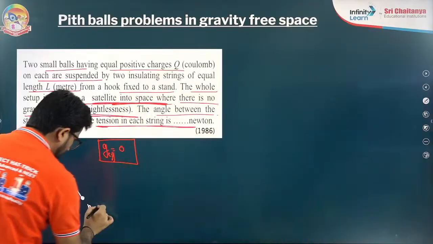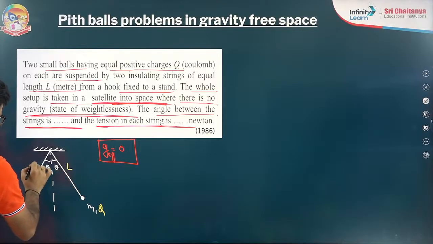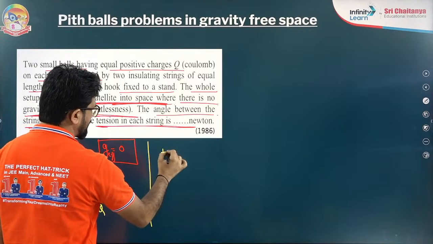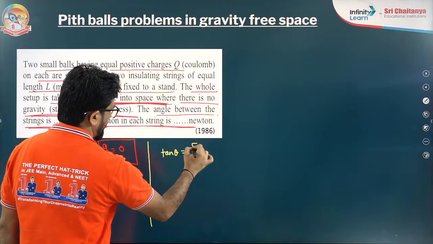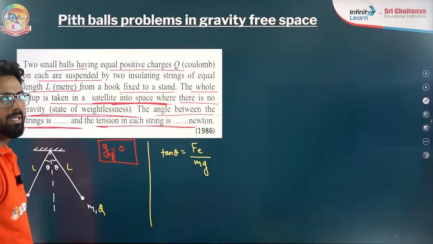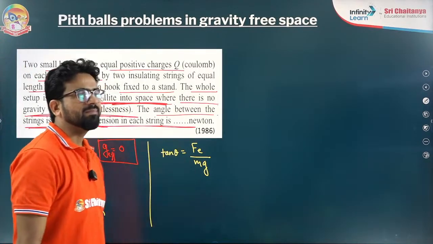This is a capital Q. It is also capital Q, and this length is capital L. Now we are going to solve this question. So how to solve it? You will say, sir, already we know one concept, tan theta is equal to Fe by mg. Don't forget the basic, what I told you. Directly you can write this line, you have to remember it. So tan theta is equal to Fe by mg.